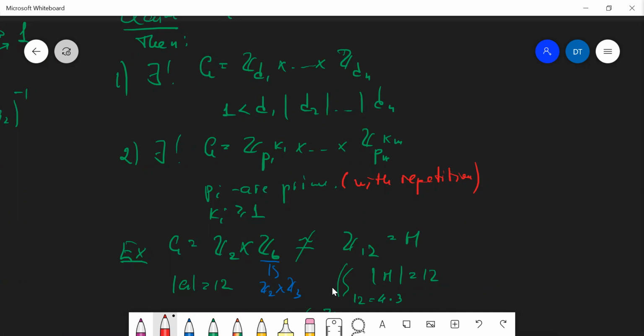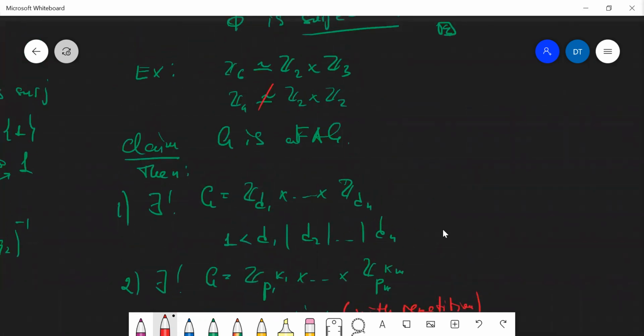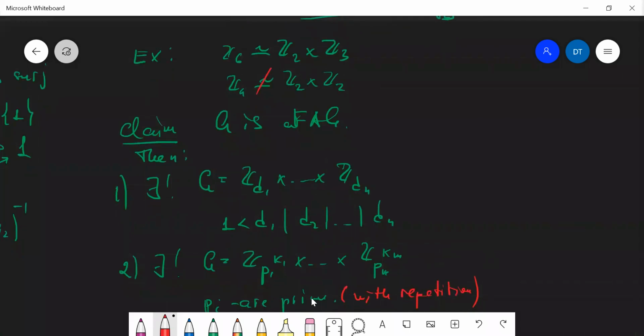Но с таким же успехом могу... Не можешь, потому что 2 и 2 не взаимно просты, к сожалению. Да, или к счастью. Так, ну хорошо, а почему Z4 не изоморфно Z2 на Z2? Опять же, из этой теоремы: они оба представлены, например, во втором виде. Степень простого, степень простого, степень простого. И этот вид разный. Тут два множителя Z2, Z2, а тут один множитель Z4.